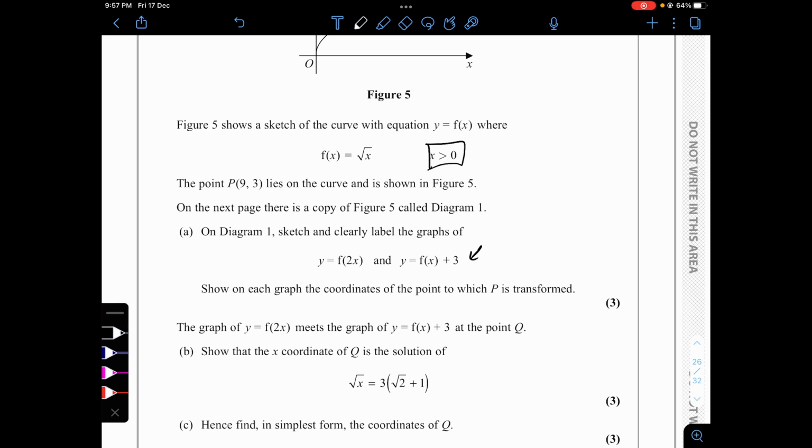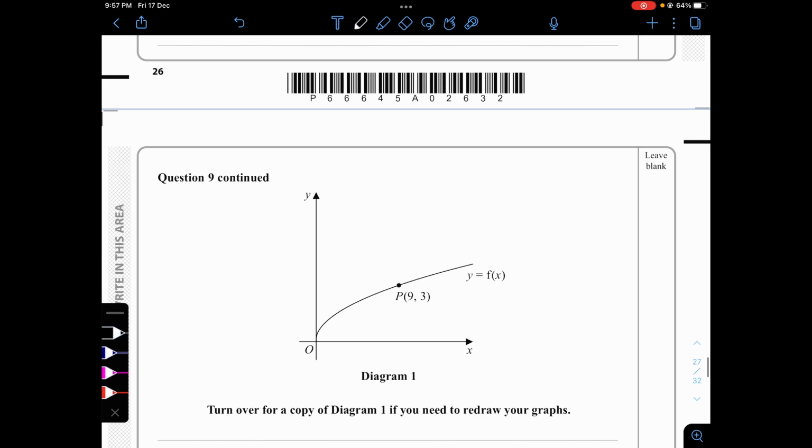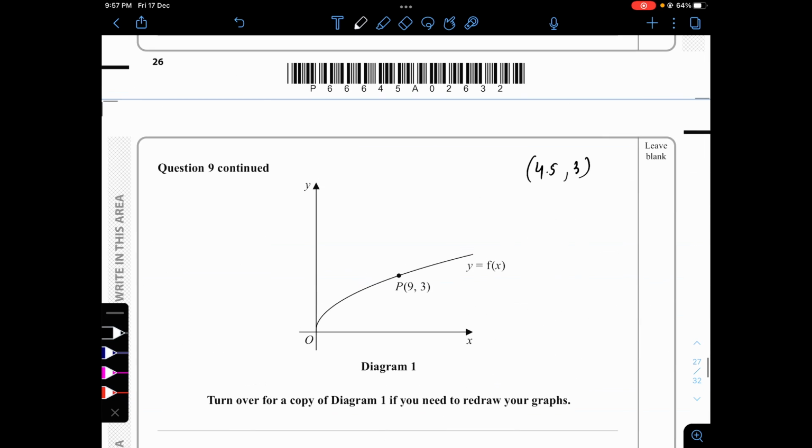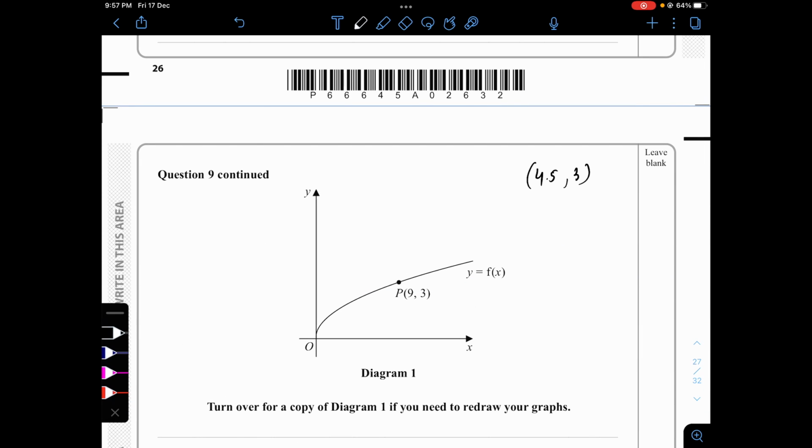Now this is a translation above by 3, like we did in the previous graphs. If you can see the points here, you can see P. P is 9, 3 here. Now it's going to be 4.5, 3, slightly shifted. So let's draw the first one, the easier one first. We're going to copy this like that. Because it's plus 3, there'll be 9, 6, so let's say over here. So now P is directly above.